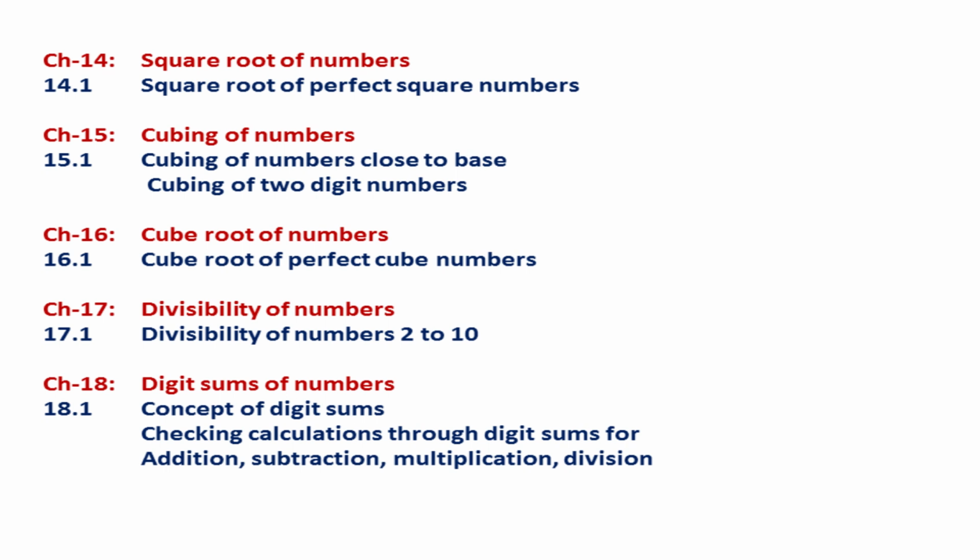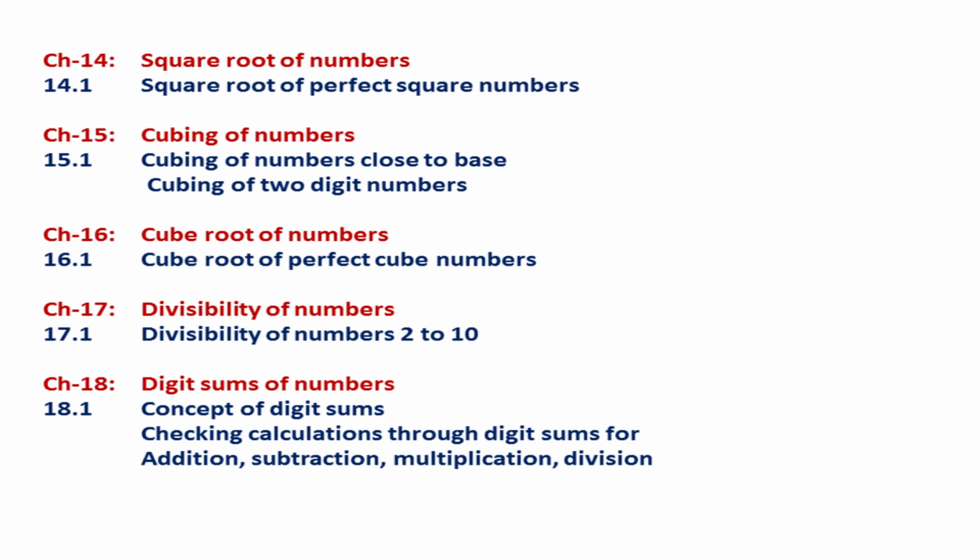And after that, our next topic will be the cube root of perfect cube numbers. We have seen the square root of perfect squares. Here you will see the cube root of perfect cube numbers easily and with a lot of convenience. After that, we will see the divisibility of numbers between 2 to 10. How we can find out the divisibility of any number by numbers between 2 to 10, and we can predict whether the number will be divided by a particular number or not.